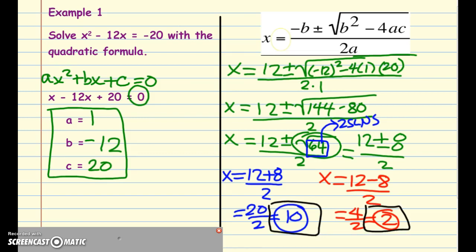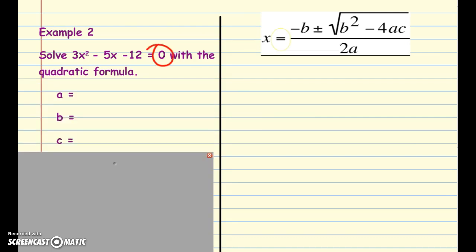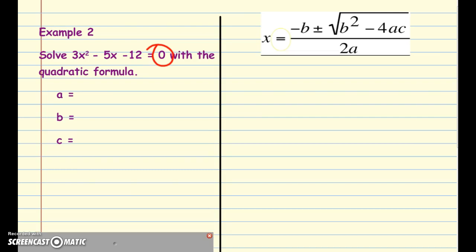We're going to do one more example just to make sure that we are on track with this quadratic formula. So here's example number 2. We have 3x squared minus 5x equals 12. Again, we need to make sure that one side is 0, and in this case, it already is. So that's one less step for us to do. So now we're going to identify our A, B, and C. Why don't you pause the video real quick and take a look at A, B, and C and write them down. And then when you're done, hit play.